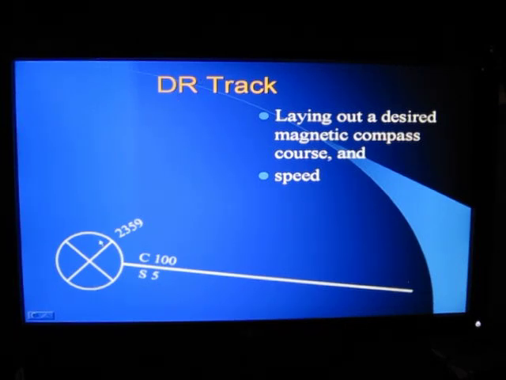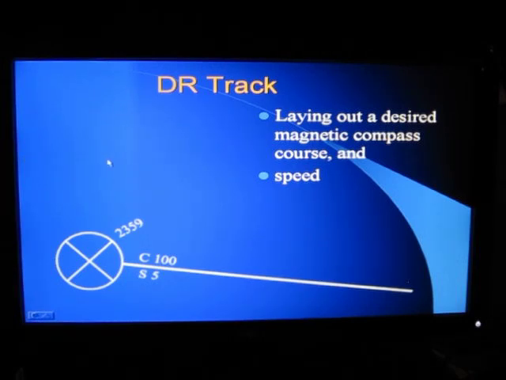So, a DR track starts from a position. In this case, we're using a fix. We could have used a DR position, but here we're using a fix, 2359. We lay out a line, a course of 100, labeling it with our speed of 5. Now, we don't know where we are on this line. This is an intended track, or this is where we think we're going, somewhere on this line. This is a DR track, not a DR position. We haven't gotten to a position yet. This is our track. This is how you label it. A C for 100 and an S for speed for 5 knots. We're going to be traveling along this desired magnetic course.